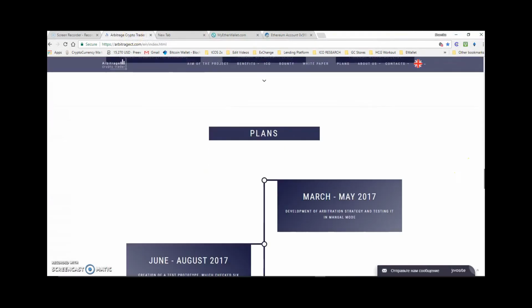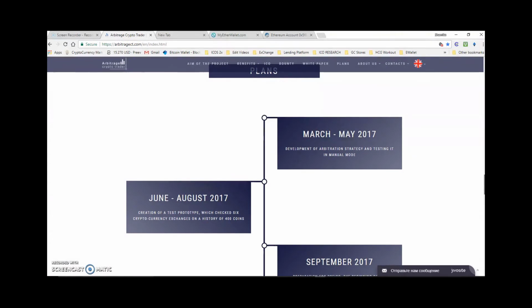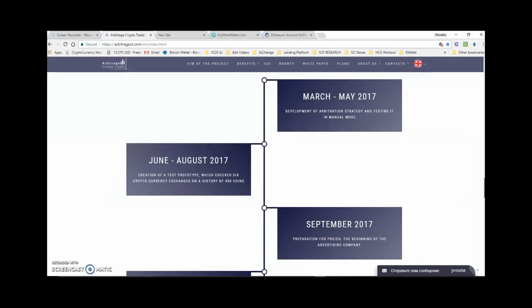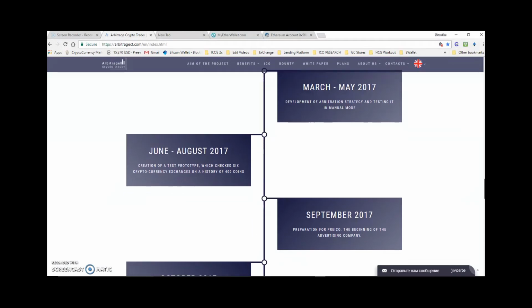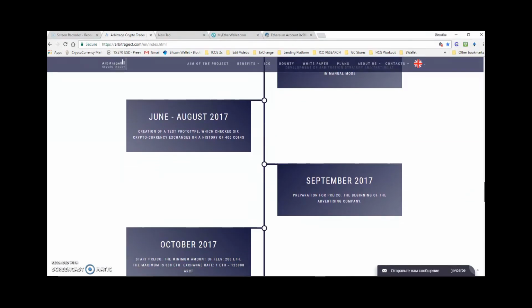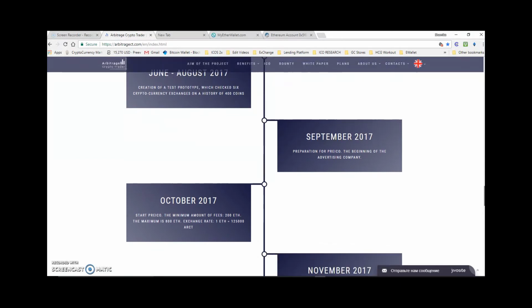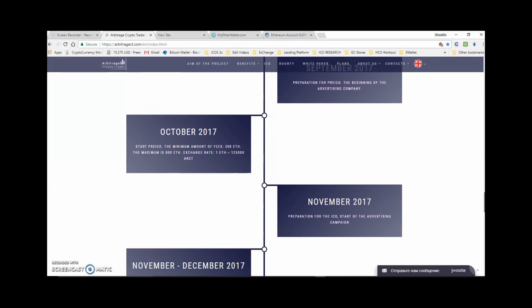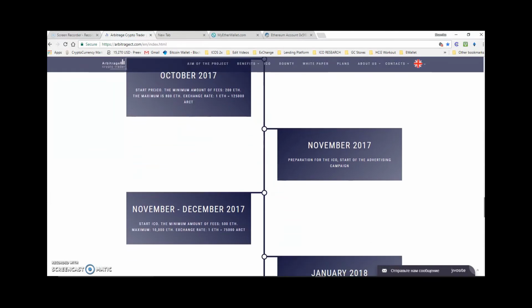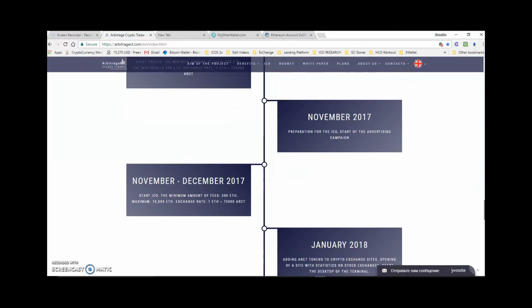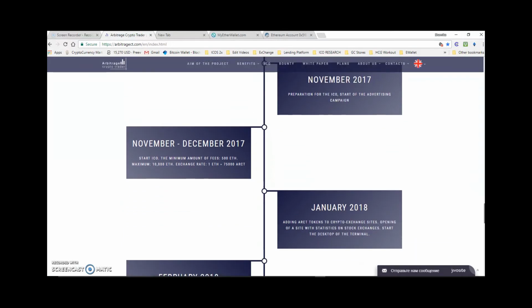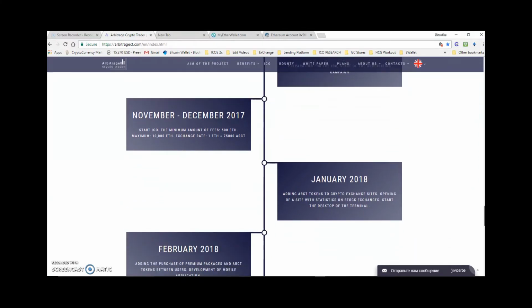And these are the plans they have. This is what they've been working on since the beginning of last year, beginning of March. Okay, March, and what, 2 more months, it'd be a year. June and August, they have the creation of the test prototype. They check 6 cryptocurrency exchanges on a history of 400 coins. September, they prep for the ICO. October, they started the pre-ICO. November, they did the preparation for the ICO and started their advertising campaign. November, December, they started the ICO.